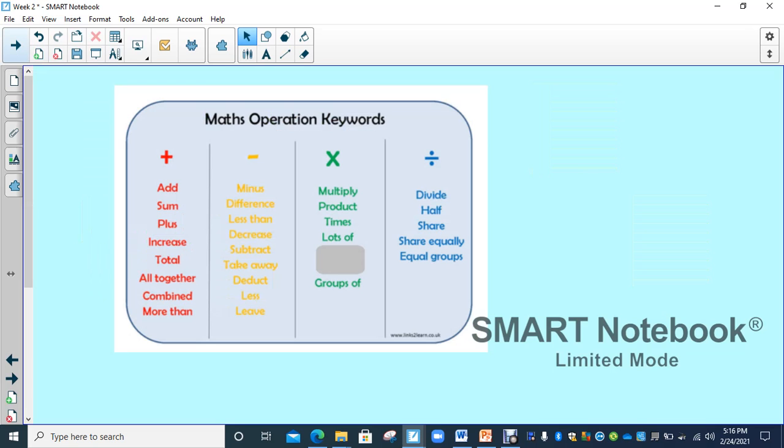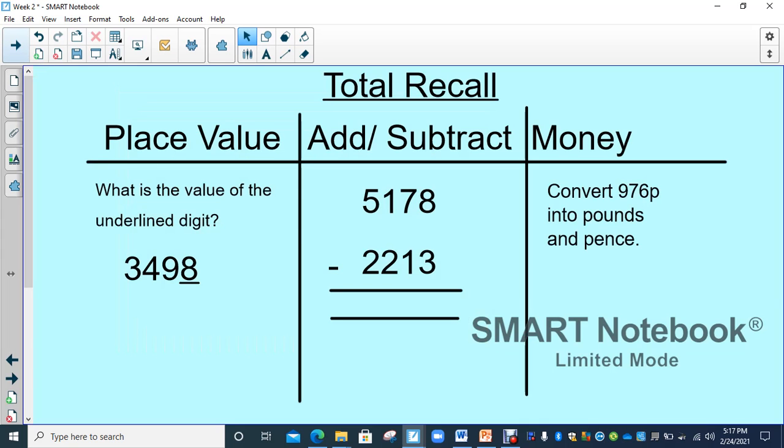Okay, fantastic effort. So I thought it would be very useful to just think about what the four operations are and the different ways that this could be said. So we've got addition, subtraction, multiplication and division, and there are a number of different ways that those words can be said. So make sure that you're familiar with these for this lesson. Now before we start anywhere though, we are going to do some total recall. So pause the video, give this one a go and join me in a second for the answers.